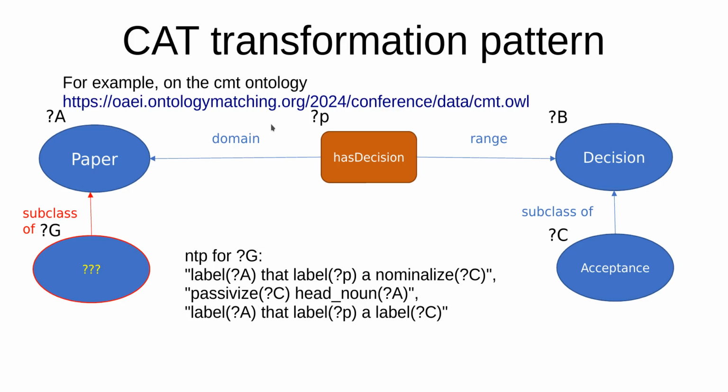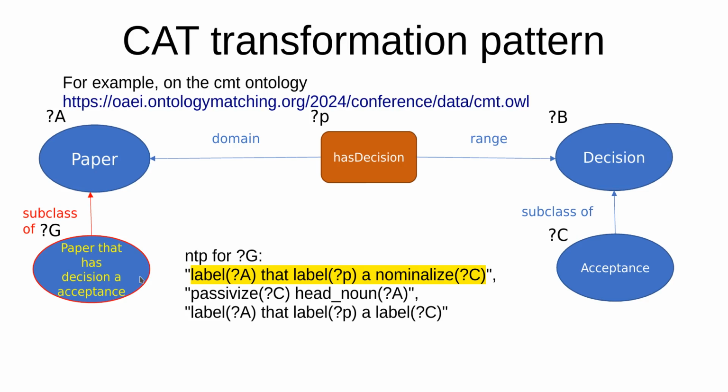So we can already see one pattern instance. The object property has decision has in its domain paper, and in its range decision, and acceptance is a subclass of decision. So G is the newly generated entity, and we can check what is the result of applying the template-based instructions for the label. The first one is: the paper that has decision acceptance.